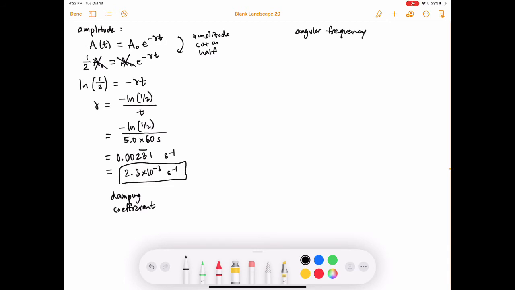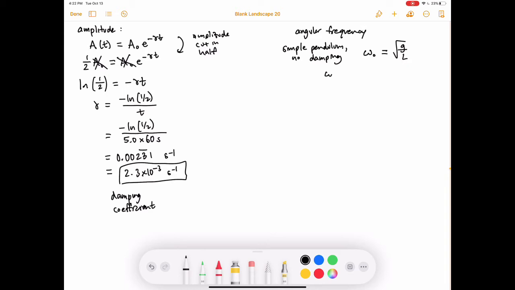So if we have a simple pendulum and there's no damping, so no air resistance, in other words, then we have what's called omega naught. That means no damping. And this is given by the square root of g over L. So go back to the lecture when we talked about simple pendulums. This is the angular frequency, assuming there's no damping.